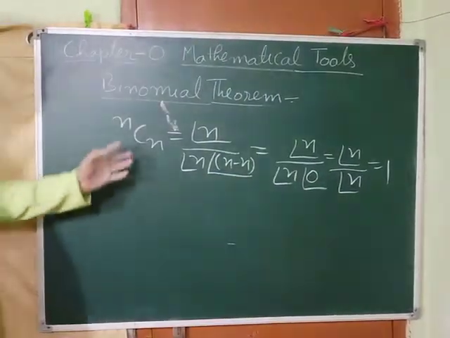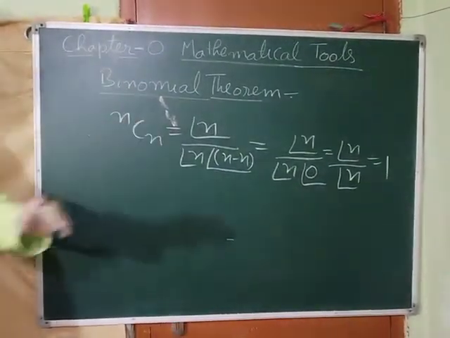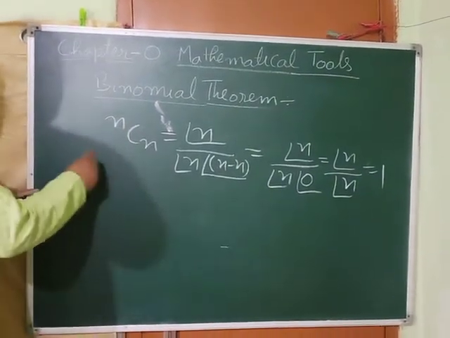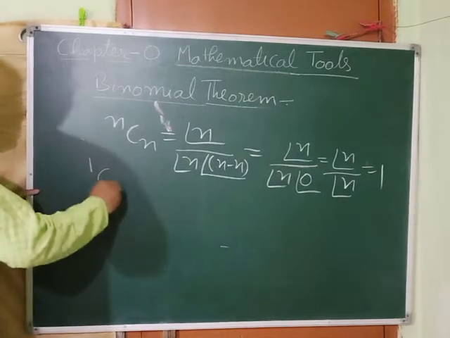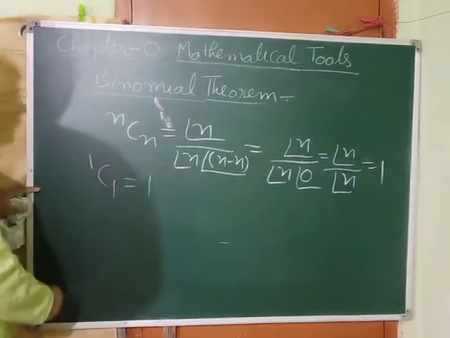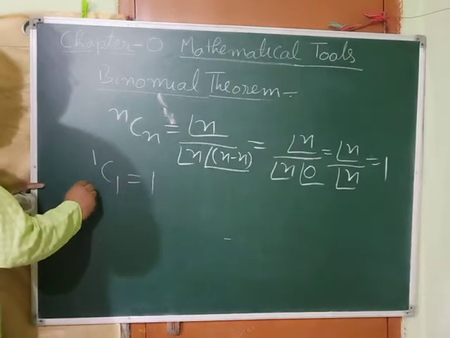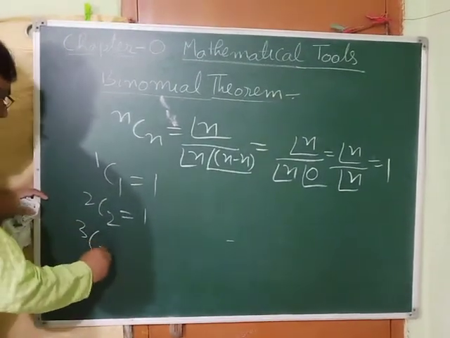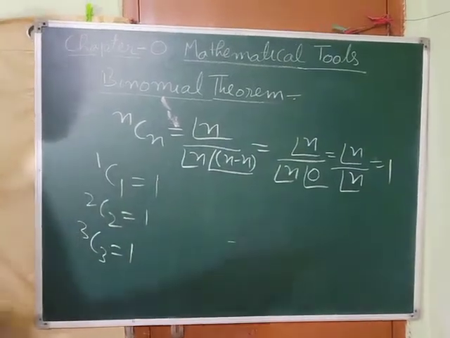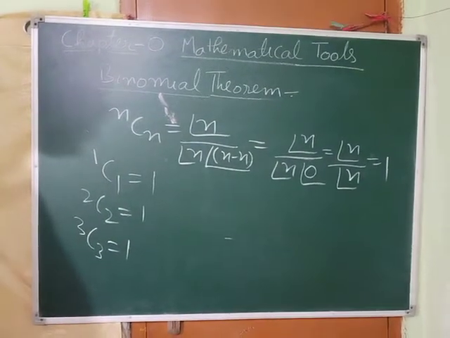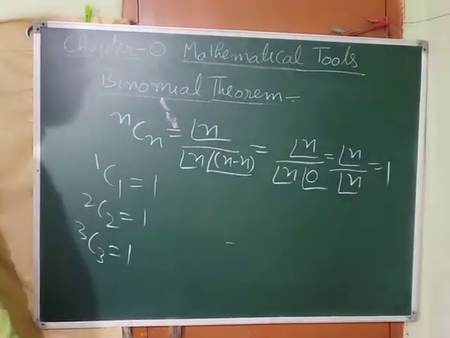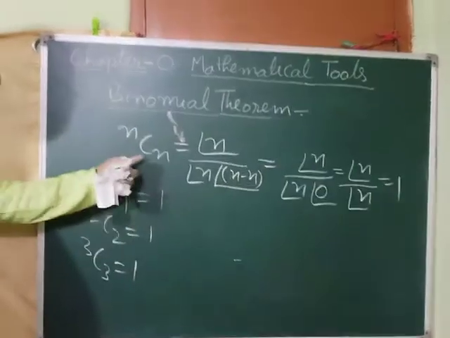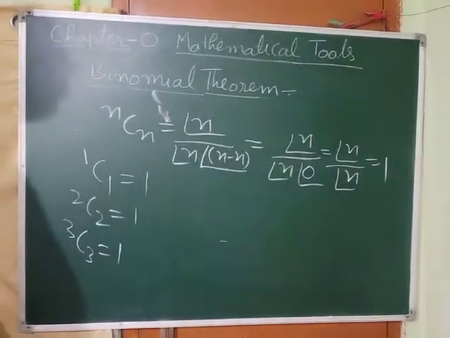Now this formula is very easy to understand and write. But my dear children, when the application part comes, where will you use this? Wherever you get, suppose even 1C1, it is how much? 1. Because n is 1. If it is 2C2, how much will you get? 1. If it is 3C3, you will get 1. You will not use that formula. NCN you will use, because both are same. When both are same, you will use this result for any value of n.